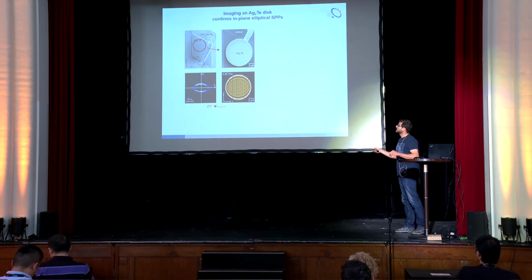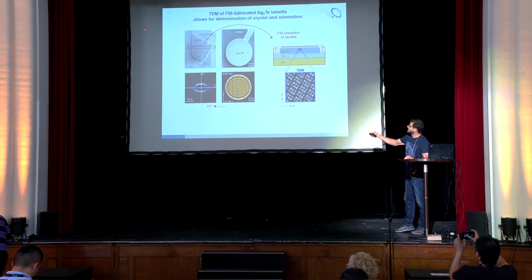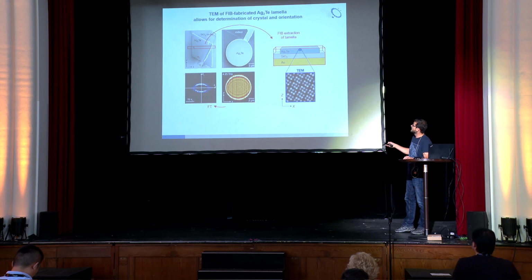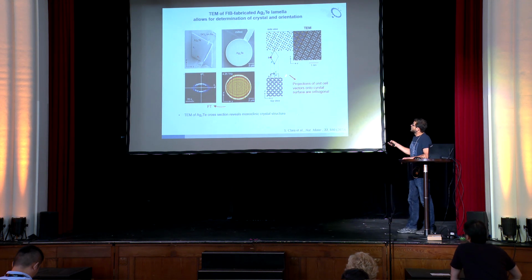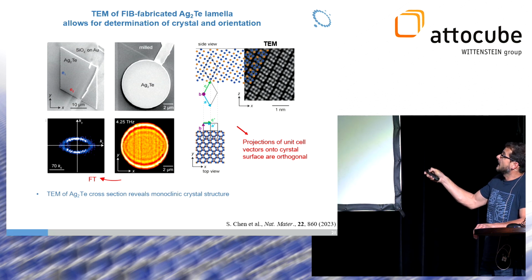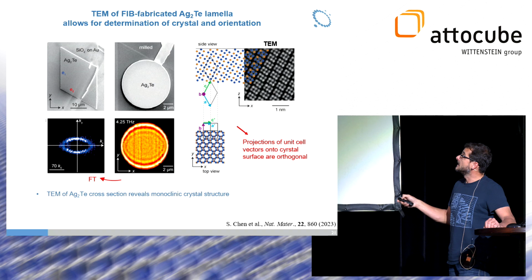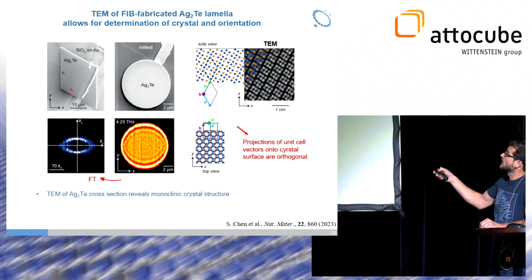So what we did is we took one of these platelets, we used focused ion beam, and we extracted a lamella, and we did a TEM on this lamella. We went to literature databases, and we could match the crystal lattice to the TEM image here. From that, we could find out that it's a monoclinic structure indeed. But the unit cell vector B, which is orthogonal to the two non-orthogonal vectors, is actually in plane.